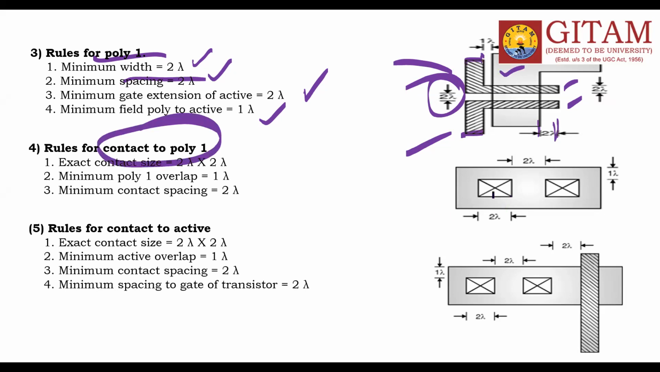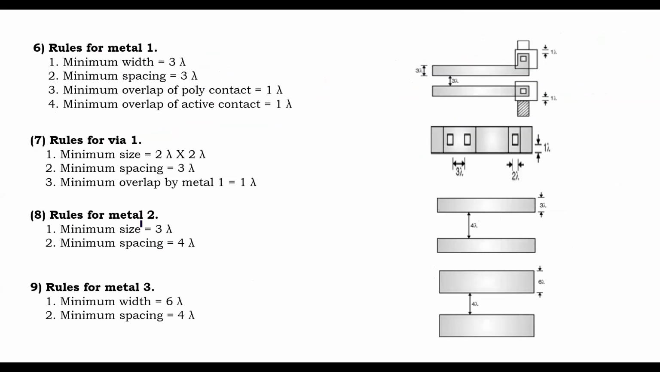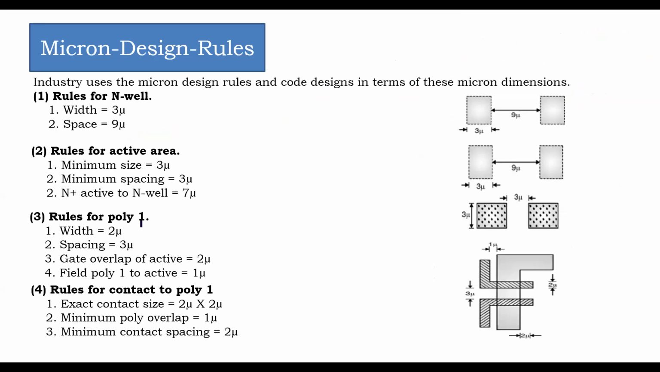So this is the contact cuts. So already you know the minimum contact cut is 2 lambda. The space between the two contacts is 2 lambda. And so contact to the active maybe 1 lambda. And this is the contact to active. So these are the different rules. This is the micron design rules.